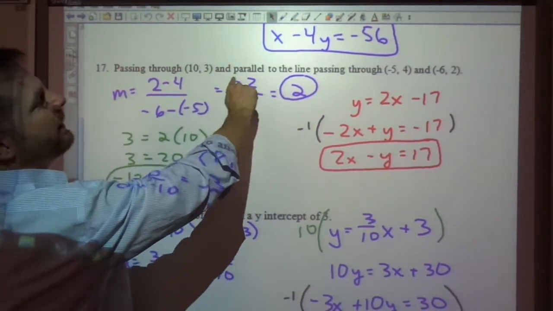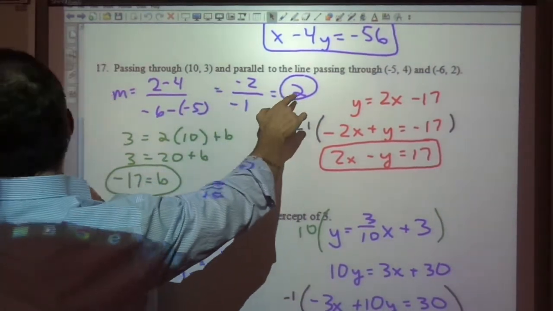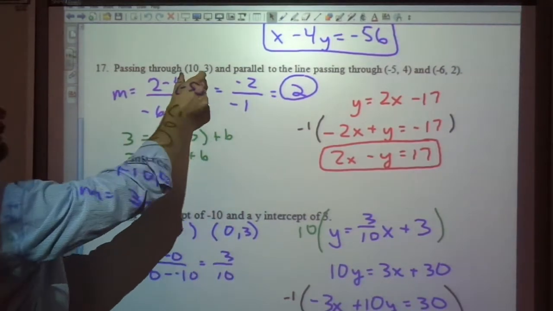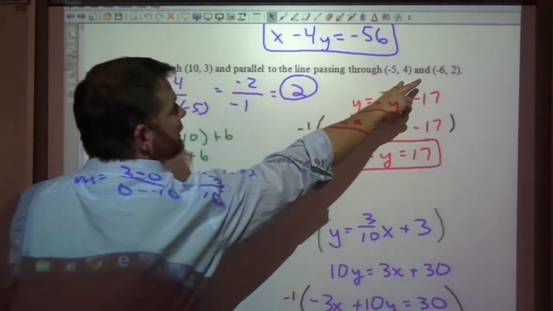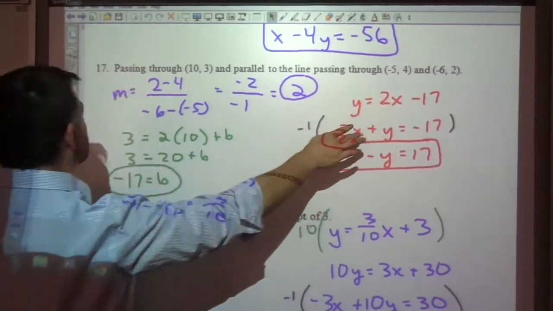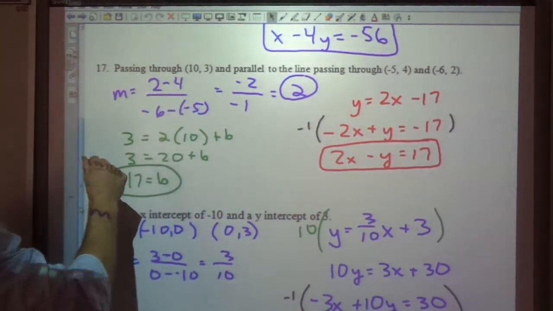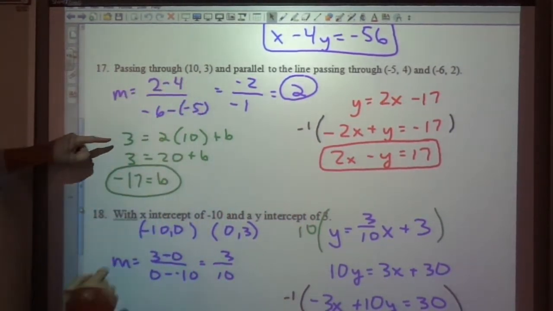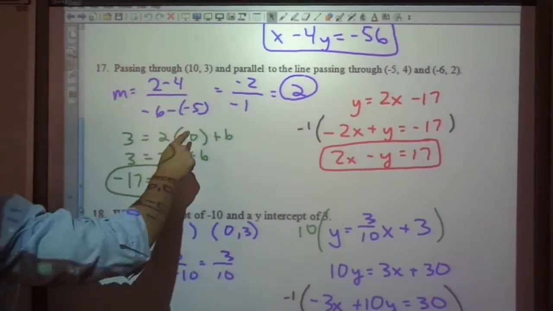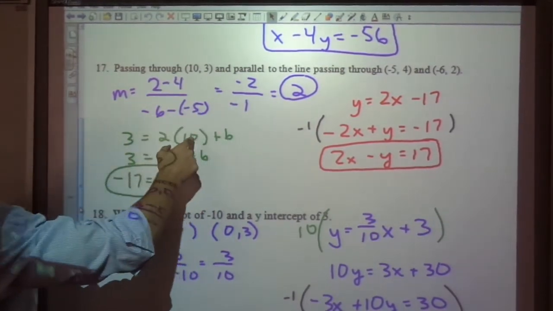I'm going to use the slope of 2. My line is parallel to it, so I want to use the exact same slope. But I want to use this point here, not those points, because my line is not going through those points. My line is going through these points. So here's my y. Here's my m. Here's my x. And I need to find b.